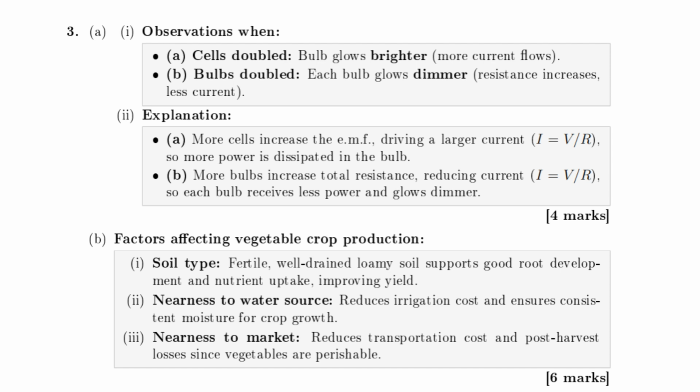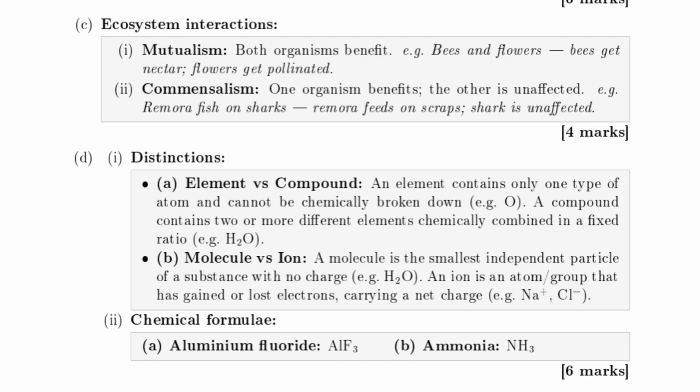So ecosystem interactions. We have mutualism: both organisms benefit from each other. We have the bees and the flower. The bees get nectar, the flower gets pollinated. Commensalism: one organism benefits and the other is unaffected. So you have the remora fish on sharks. The remora fish feeds on the scraps and the shark is not affected.